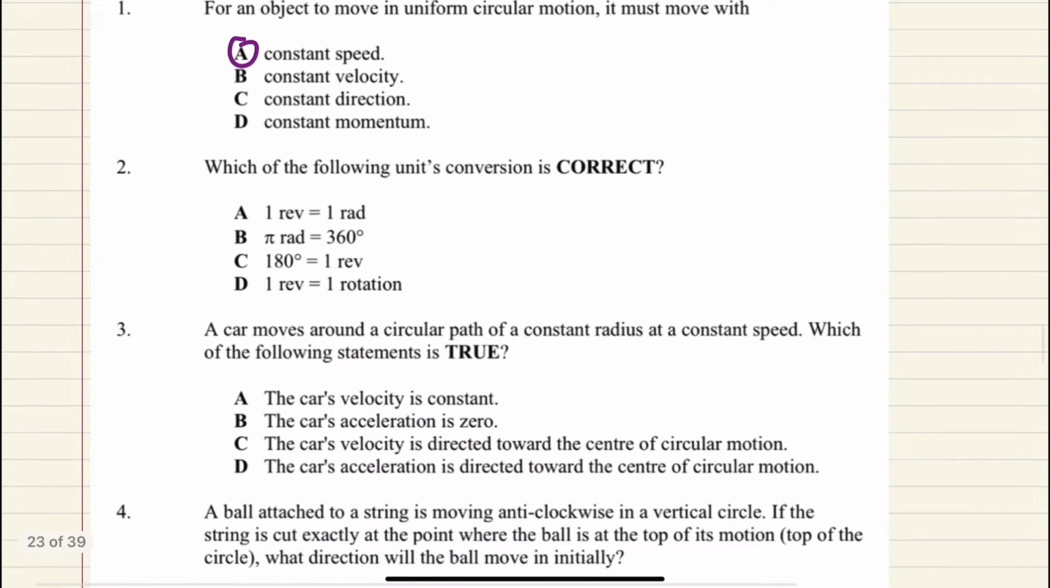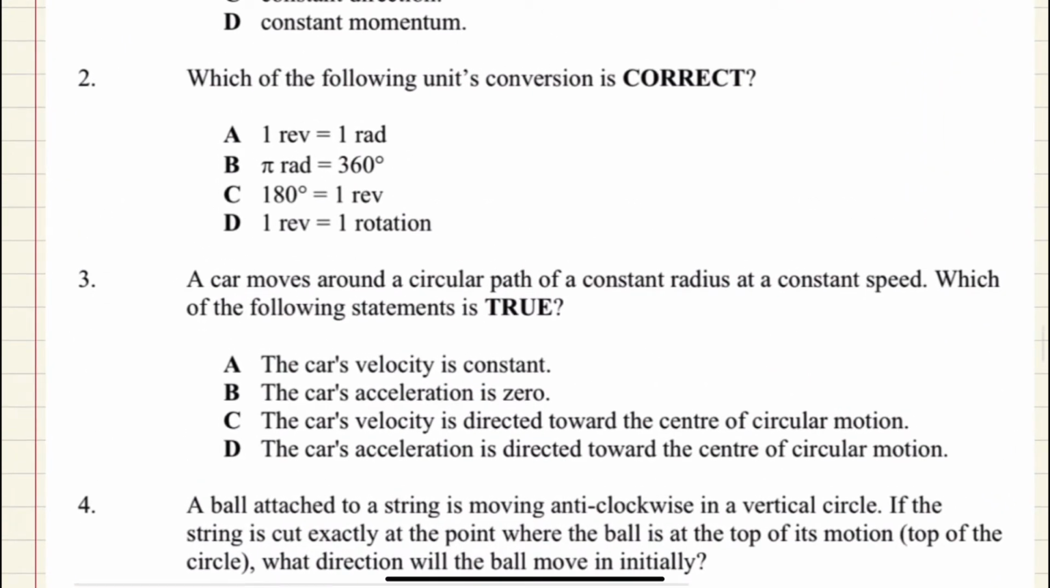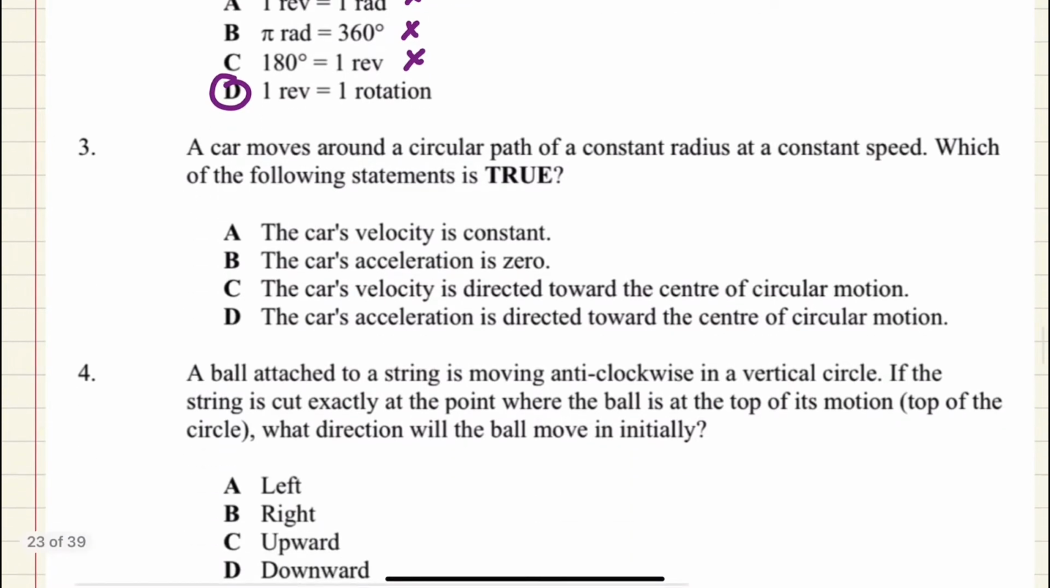Question number two: which of the following unit conversions is correct? One revolution is equal to one complete cycle, so that would be 2 pi radian. So A is wrong. Pi radian is 360 degrees, that one is incorrect as well. It should be 2 pi radian. C is incorrect. The correct one would be D. One revolution is one complete rotation.